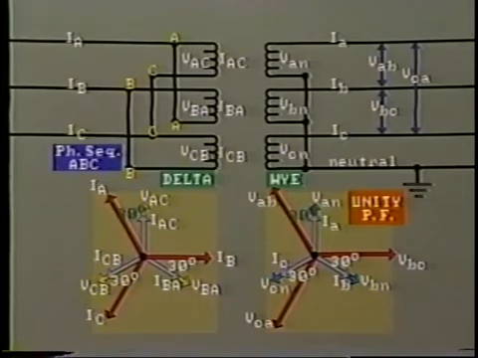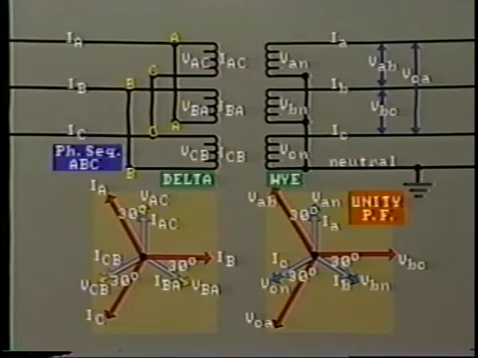So there is a 30-degree phase shift of currents as well as voltage in a delta Y transformer, as you would expect. The line current IA in the Y-connected secondary is 30 degrees lagging the line current IA in the delta-connected primary side.